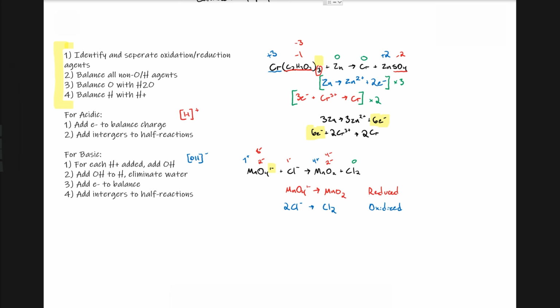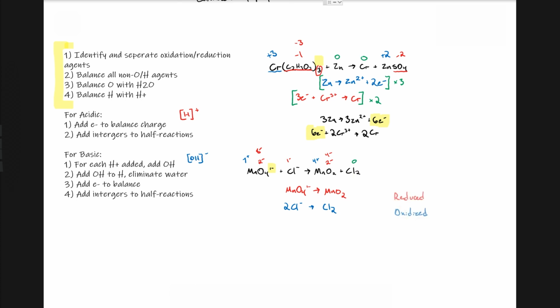So balance all non-oxygen and hydrogen agents, done. Step number 3, balance oxygen with H2O. Well, for chlorine, I don't think we have to worry about that. There's no oxygen anywhere. However, in the first half reaction, we have 4 oxygens on the left side, but we only have 2 oxygens on the right side. So we're going to have to do something about that. I'm going to scoot this over a little bit, give us some more room.